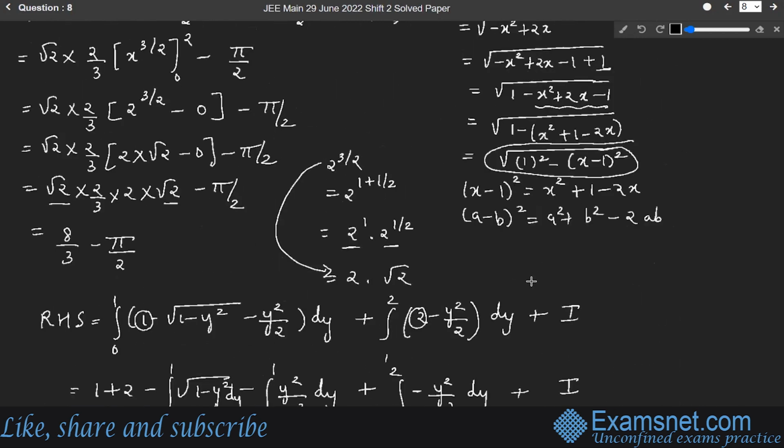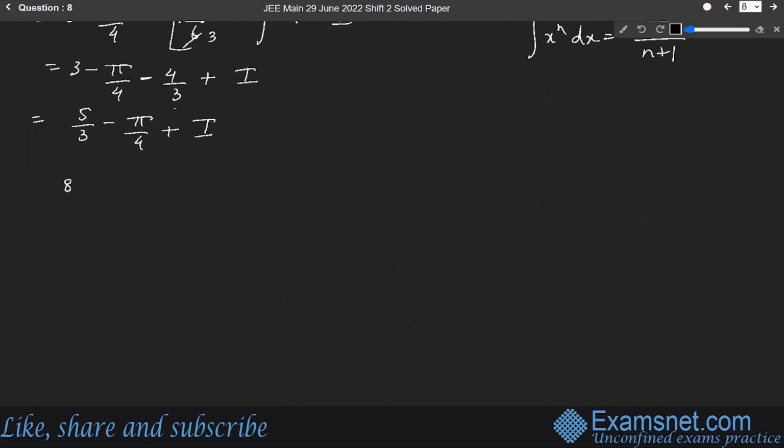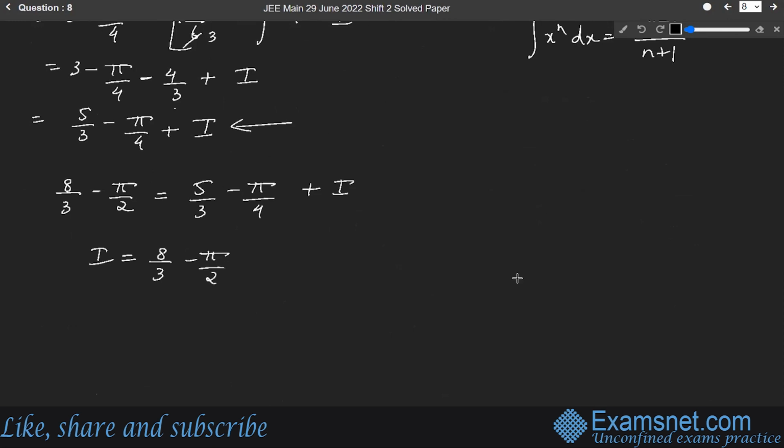Okay. So what is the value of LHS? 8 by 3 minus pi by 2. So 8 by 3 minus pi by 2 is equal to RHS. What is the simplified form of RHS? 5 by 3 minus pi by 4 plus I. Okay. So from here easily we can get the value of I. I will be equal to 8 by 3 minus pi by 2 minus 5 by 3 plus pi by 4. Okay. We have transposed this expression to the other side to get the value of I.